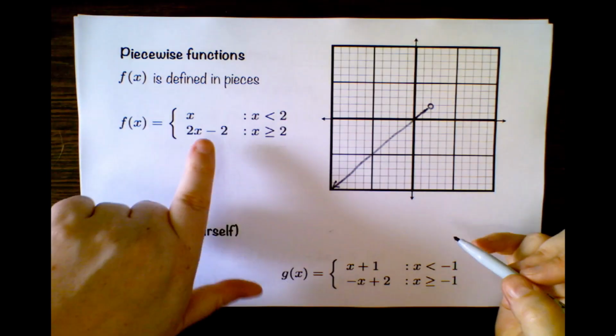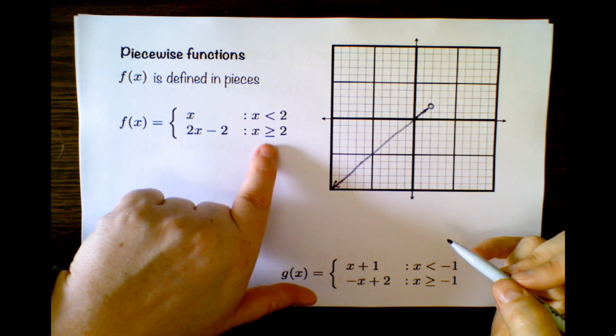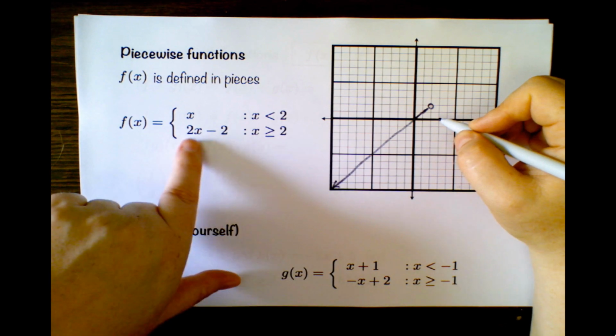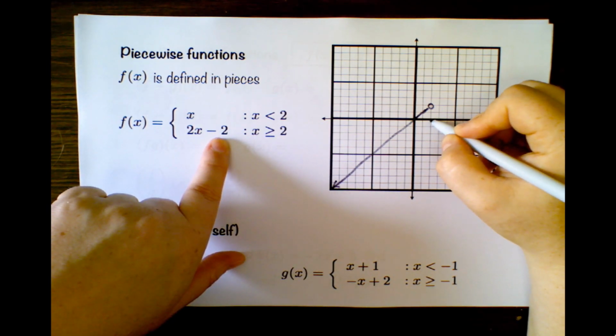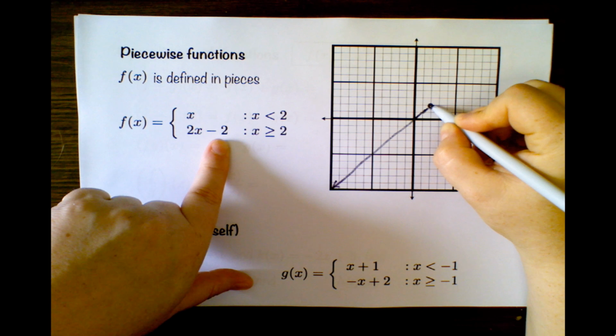Next, my second piece, 2x minus 2. This starts when x is greater than or equal to 2. So I'm going to plug in 2. 2 times 2 is 4, minus 2 is 2. So my point is 2, 2. Hey, look. In this case, these two happen to hook up together. So I'm going to go ahead and fill in this dot.